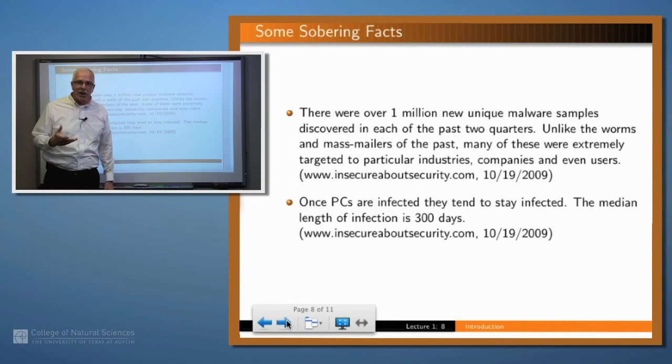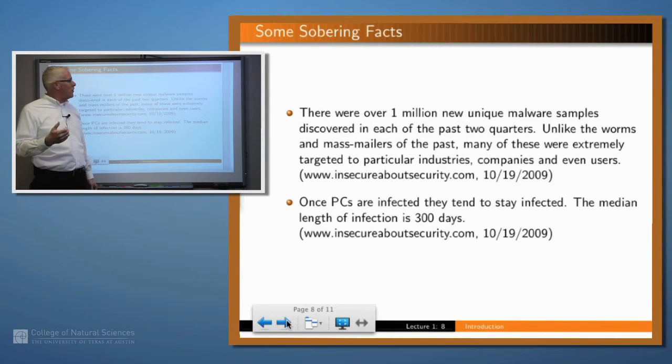Just to close this out, I'd like to acquaint you with a few sobering facts. A study that was done in 2009 said that there were over 1 million new unique malware samples, which means viruses and worms and those kind of things, in each of the past 2 quarters. That was the first 2 quarters probably of 2009. Okay, so what does that suggest? It suggests that there's a lot of bad actors out there, and there's a lot of new malicious software appearing every day. And so we have to somehow protect against that.